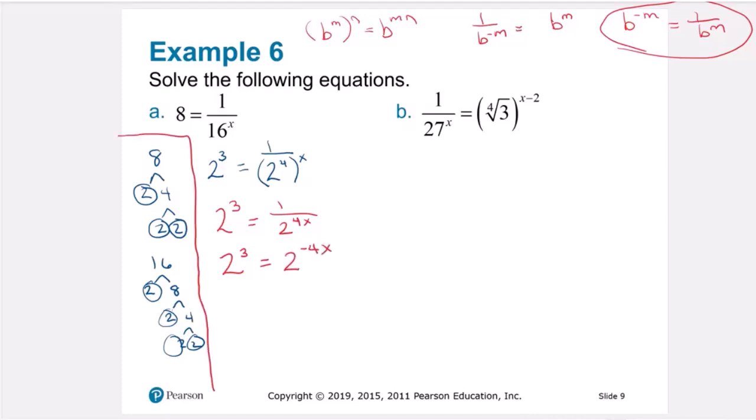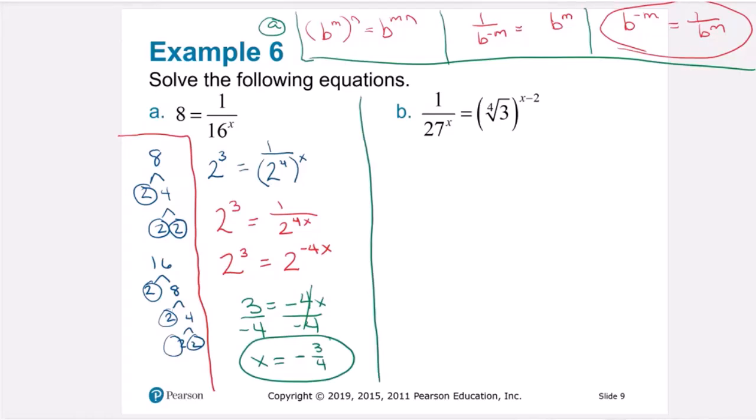Now I have a base to a power equals the same base to a different power. If they're going to be equal, then that means 3 has to equal negative 4x. I divide both sides by negative 4. These cancel. I get x equals negative 3/4.